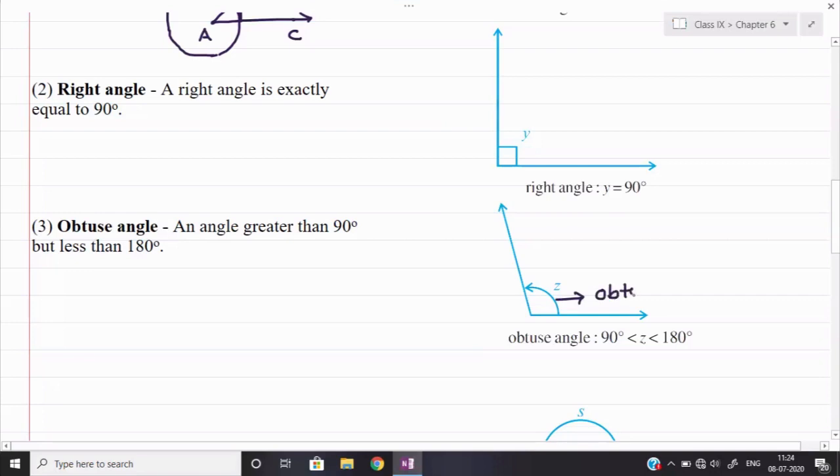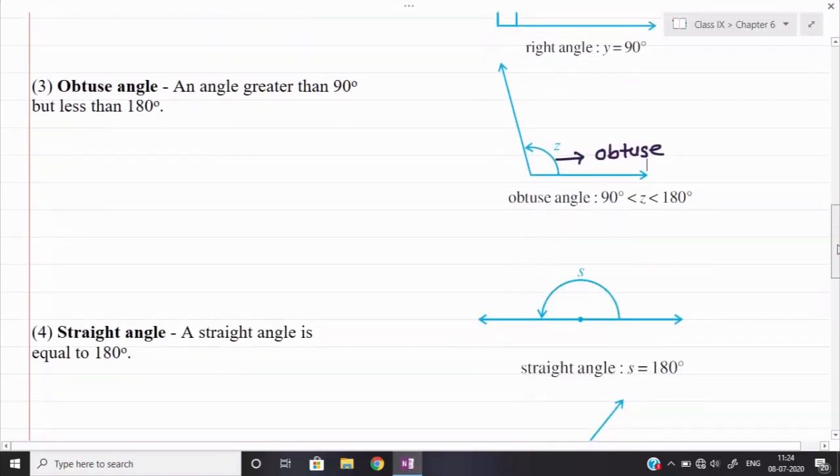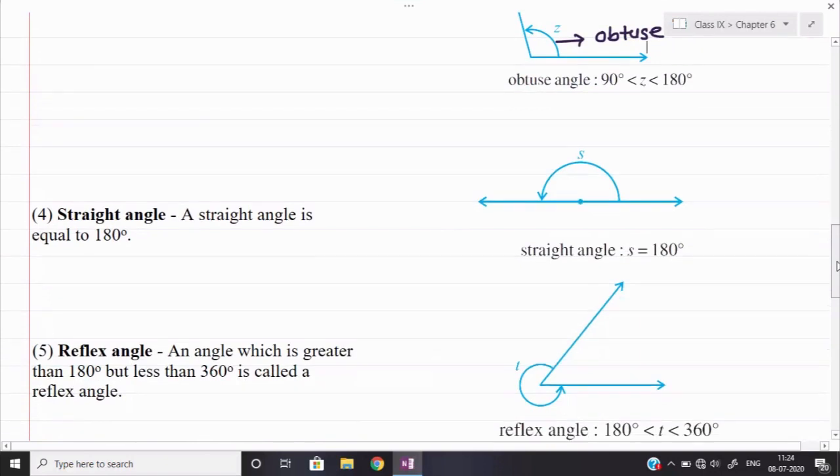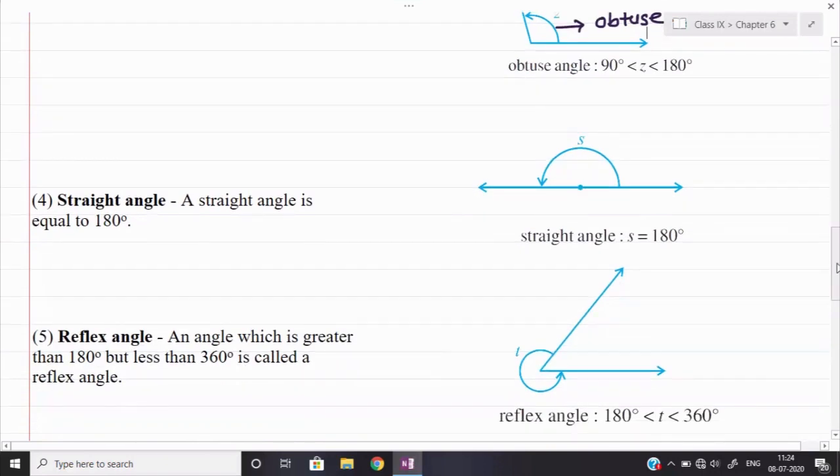Okay. Now similarly we will have some more angles here. Let us see the next one. Straight angle. You observe, the two arms, that is, the two sides that form the angle, we say they are arms.